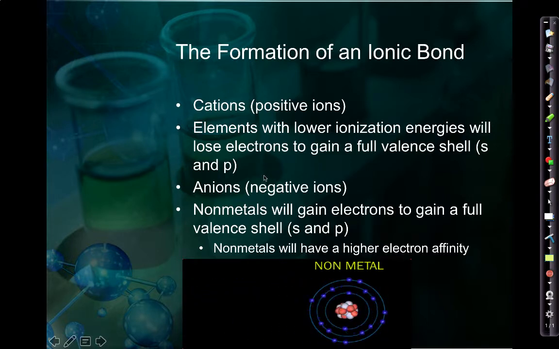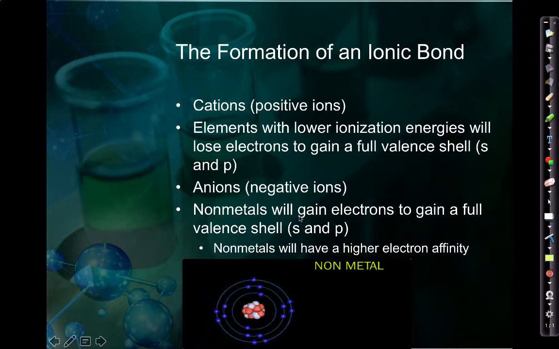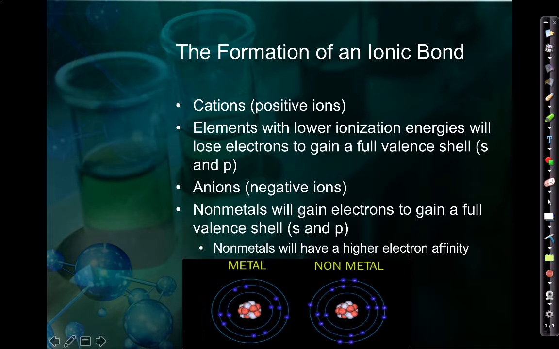And metals have lower ionization energy, which means that it only takes a little bit of energy to remove one of the electrons. So when they come together, you end up with a release of energy with most metals and nonmetals, because the ionization energy is much lower than the electron affinity of the nonmetal.